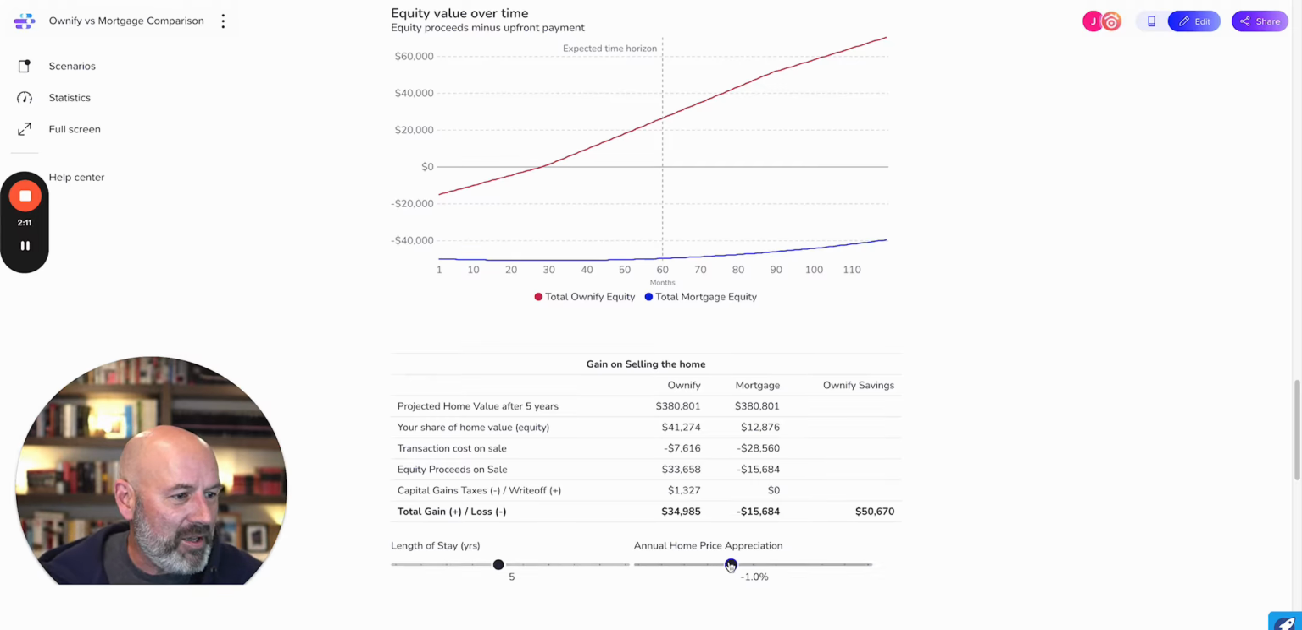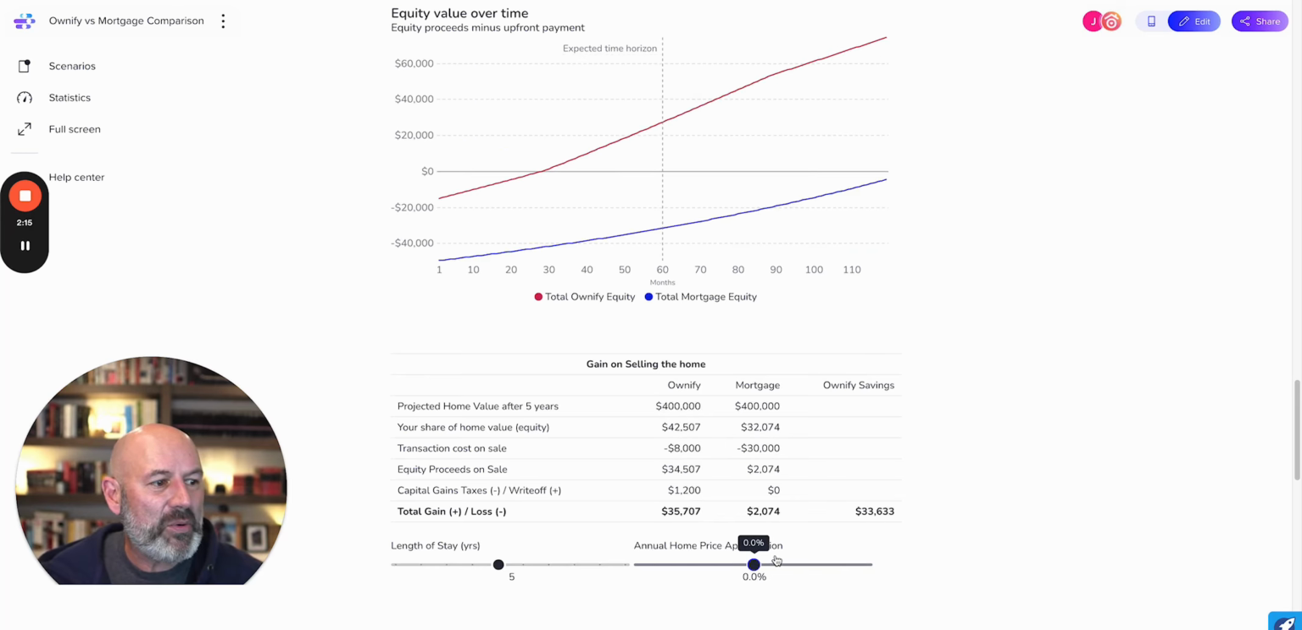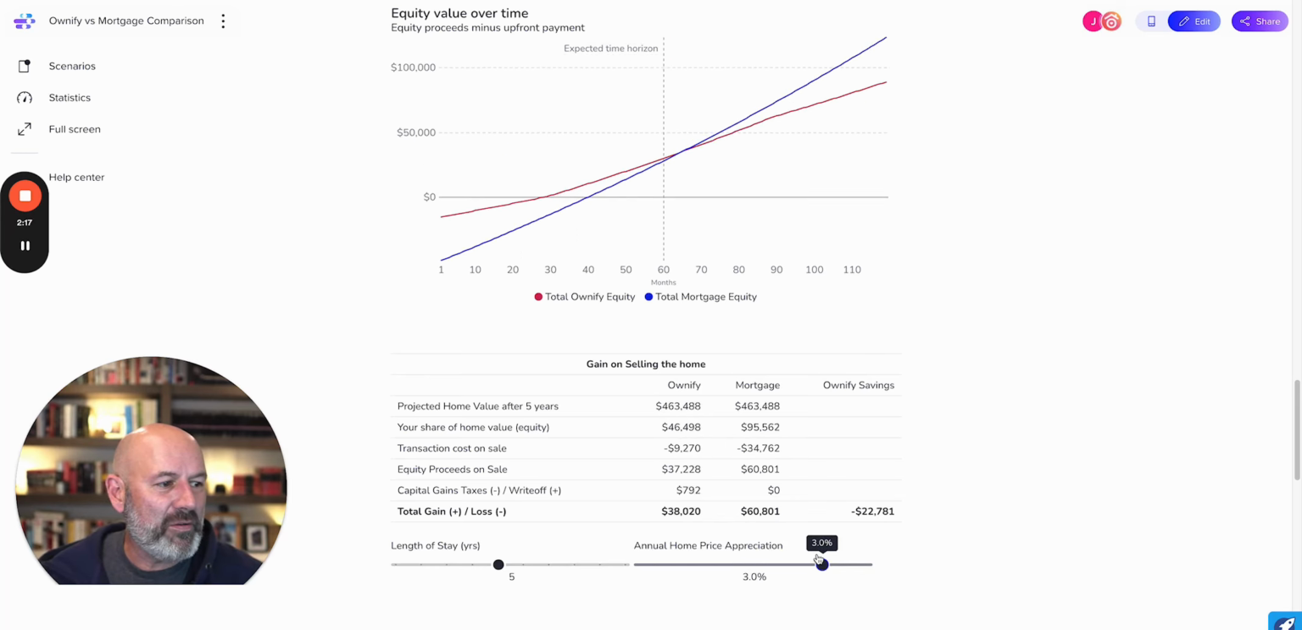And home prices usually go up. They may not always go up. So this is really a way to protect first-time buyers with the Ownify structure to build equity. You're sharing the equity gain with your investors, but you're also sharing the equity risk and the downside with your investors.